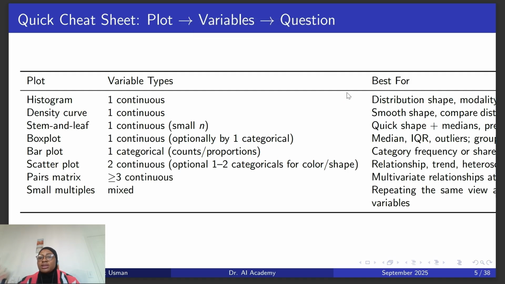I'm gonna address that. So when we're trying to check the distribution shape or the modality, let's say we want to add a density curve. A density curve is basically to smooth the shape. We have different plots, we have the variable types, and we have the best scenarios where we should use them. Okay, so let's get into it so that we don't spend too much time on this cheat sheet. So this is something you should keep so that whenever you need to do your thing, just look at your cheat sheet and you can know the right plot to use for the type of variable that you have.